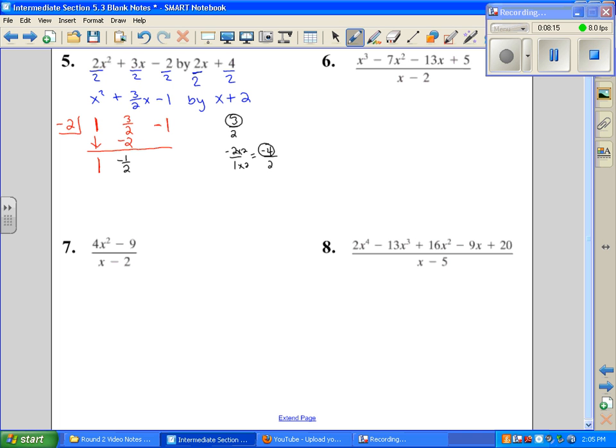Multiply. A negative times a negative is a positive, and 2 times 1/2 is 1. So add down and I get a remainder of 0. My original degree is a second degree, so my solution drops 1 degree, and it's x minus 1/2 with no remainder.